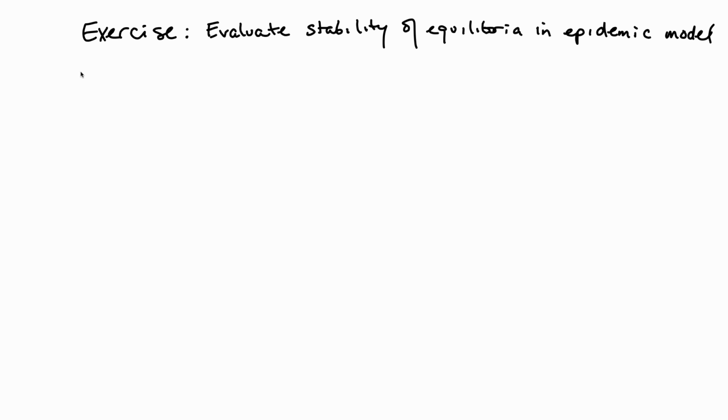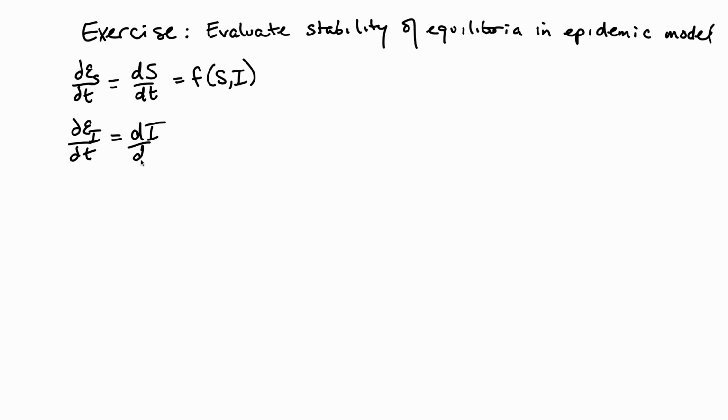So remembering that I defined d epsilon s by dt ended up being the same as ds by dt, and we just renamed it f, which is a function of S and I, and d epsilon I by dt ended up being the same as dI by dt, which we renamed g and called it a function of S and I.